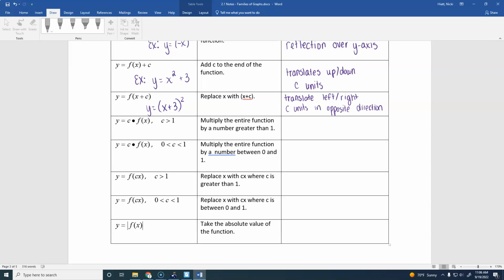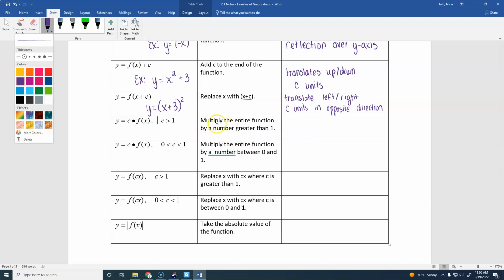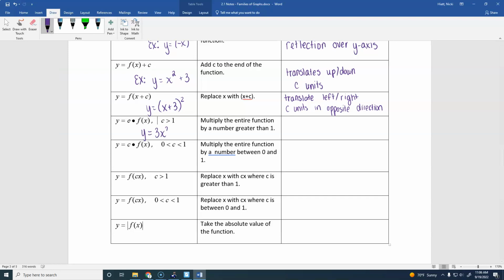So, whenever we have a number that's multiplied on the outside of the function, that would look like this: y equals 3x squared. And that number is greater than 1. Okay? Then that is going to be what we call a vertical stretch.